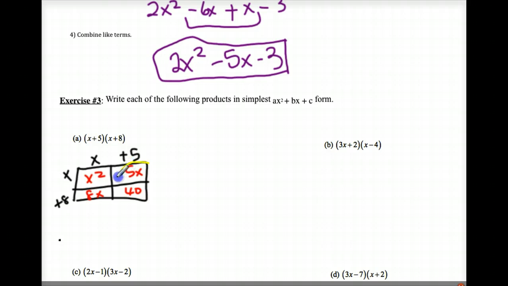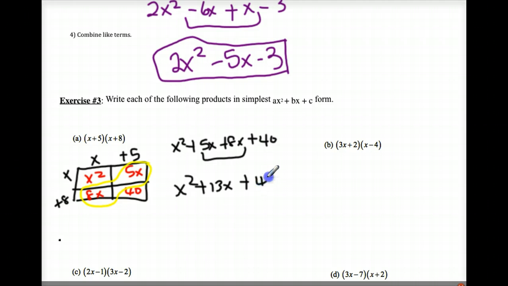Now, my 5x and my 8x are my like terms. So I'm going to rewrite this outside here where I have x squared plus 5x plus 8x plus 40. Since these are my like terms, my last step is just to combine them. 8 and 5 is 13, so 13x plus 40, and that's my final answer. Eventually, you won't even have to write this step. Right now, you don't need to write this step. I just want you to be able to see where this is coming from. Let's try one more example together, and then you're going to try the two on your own.